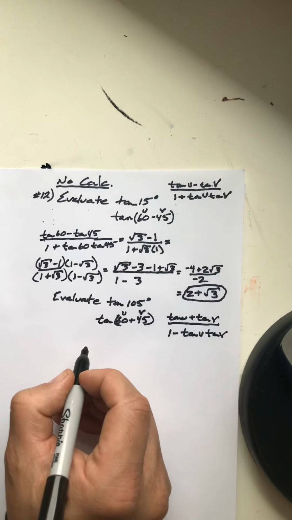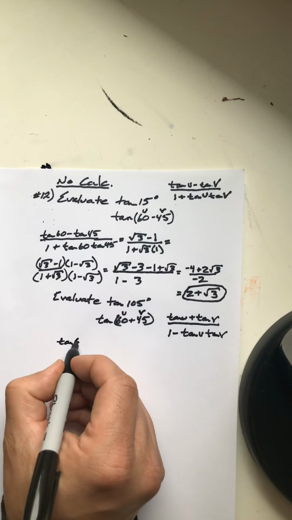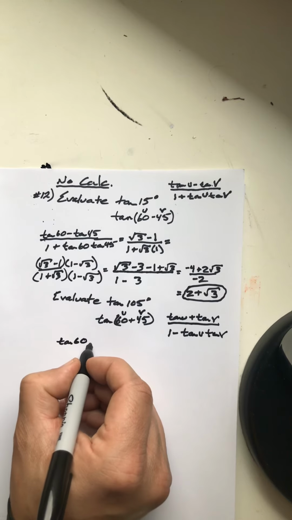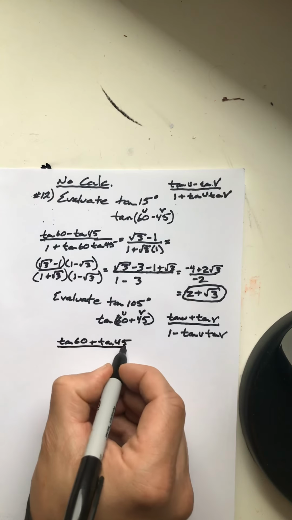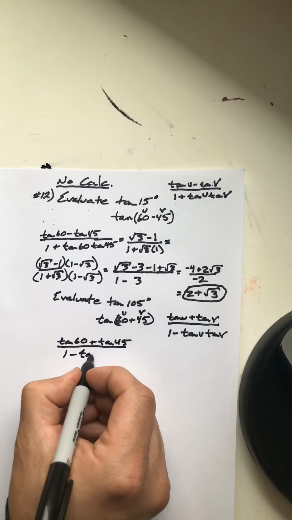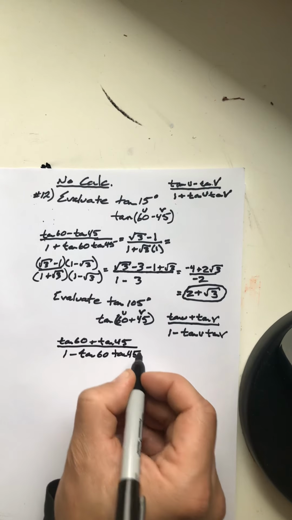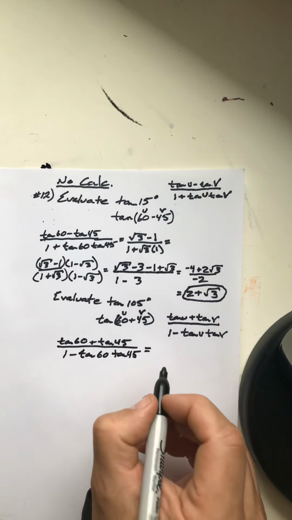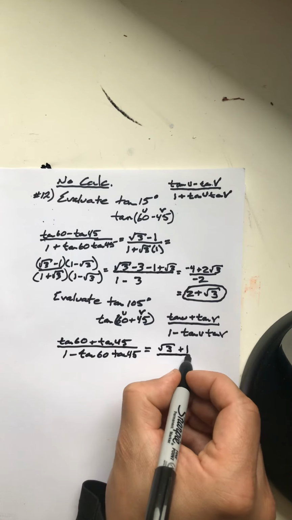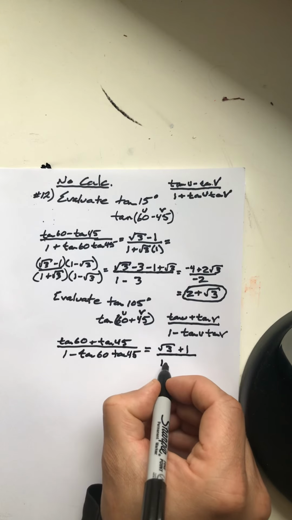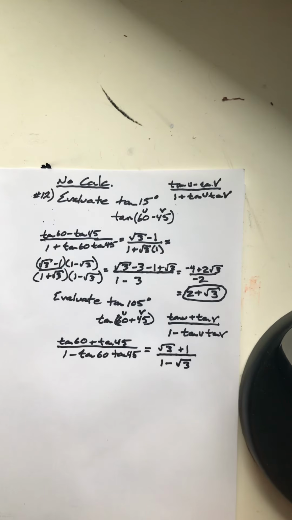All right, so just go ahead and start setting that up. So we're going to try and calculate tan of 60 plus tan 45 all over 1 minus tan 60 tan 45. So you end up with square root of 3 plus 1 and 1 minus square root of 3, and it's technically times 1, but I'm not going to write it.